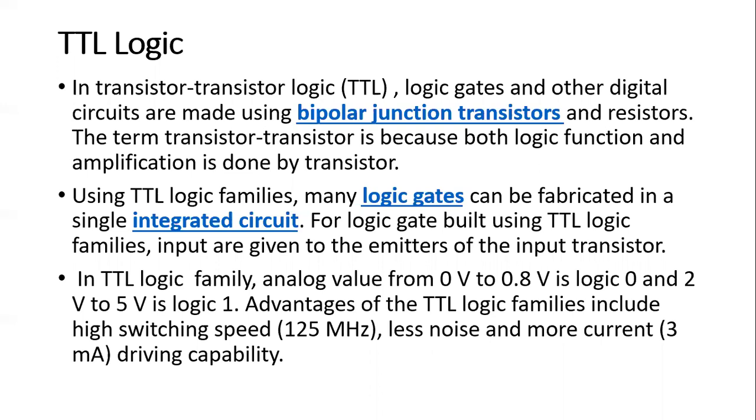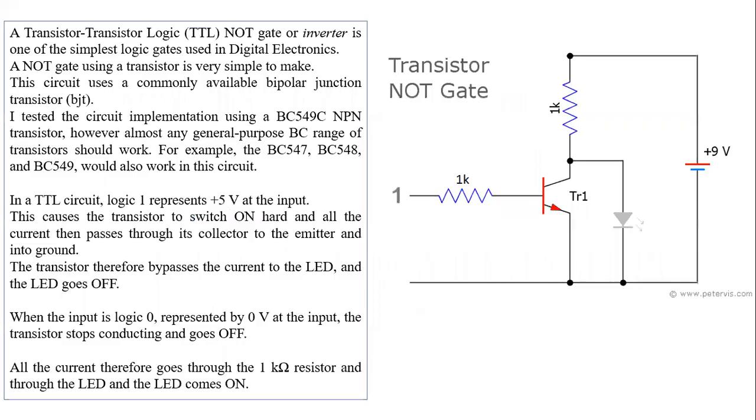Another advantage we have just seen is high switching speed. 125 megahertz is the switching speed; we can call it the frequency also. Then noise is less, so less noise is one more advantage, and there is more current driving capability. So more current can be drawn from it, and naturally more outputs can be connected to it.